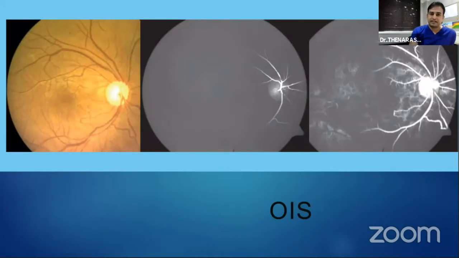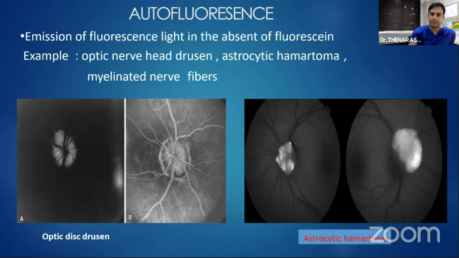In this slide, you can see there is a delay in retinal arm time, which is specifically seen in ocular ischemic syndrome and in other peripheral vascular disorders like carotid occlusions. Emission of fluorescent light, even in the absence of fluorescent dye, is called autofluorescence. It is commonly seen in optic nerve head drusen, astrocytic hamartoma, some myelinated nerve fibers, and some lipofuscin deposits.